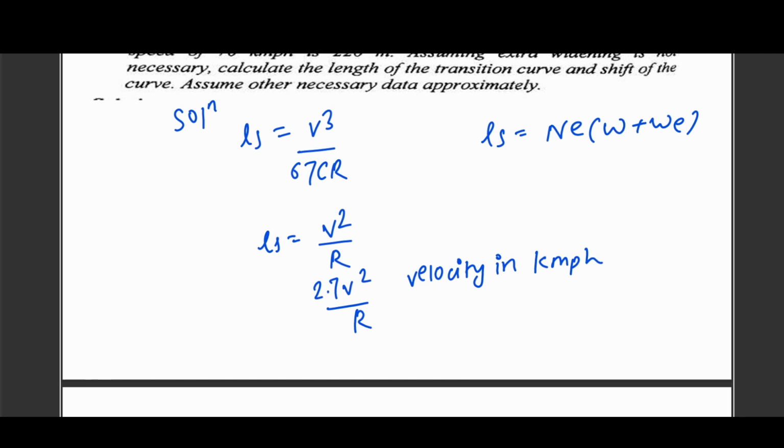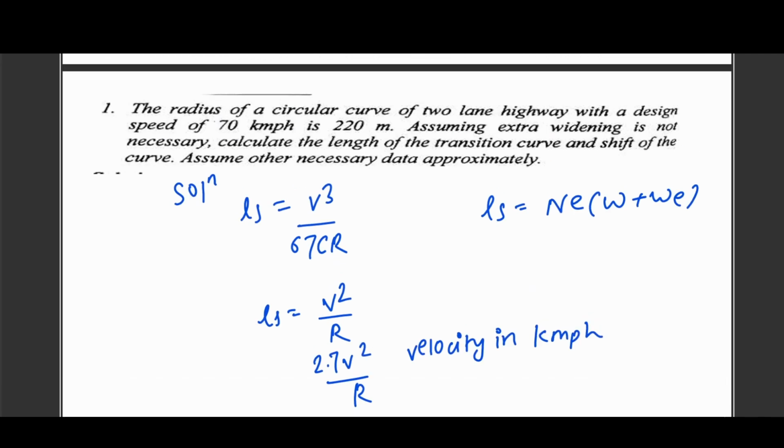So let us start from the question. What is the question? The radius of the circular curve of a two-lane highway with a design speed of 70 km per hour is 220. So V is given, and the radius of the curve is equal to 220. Assuming extra widening is not necessary, W equals 0. Two-lane highway means what is the width of the pavement? That will be 3.5 into 2, that is 7 meter.